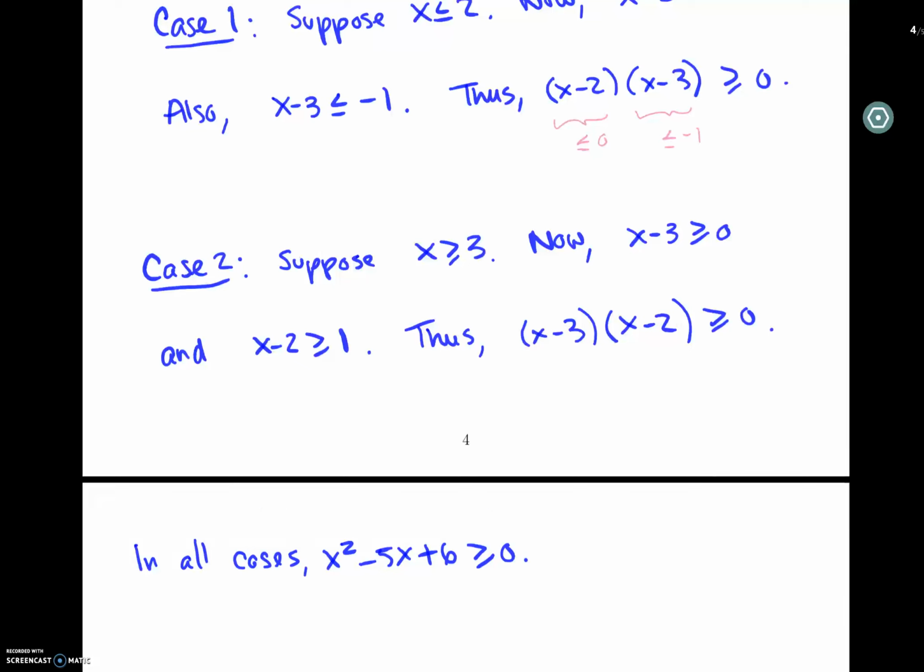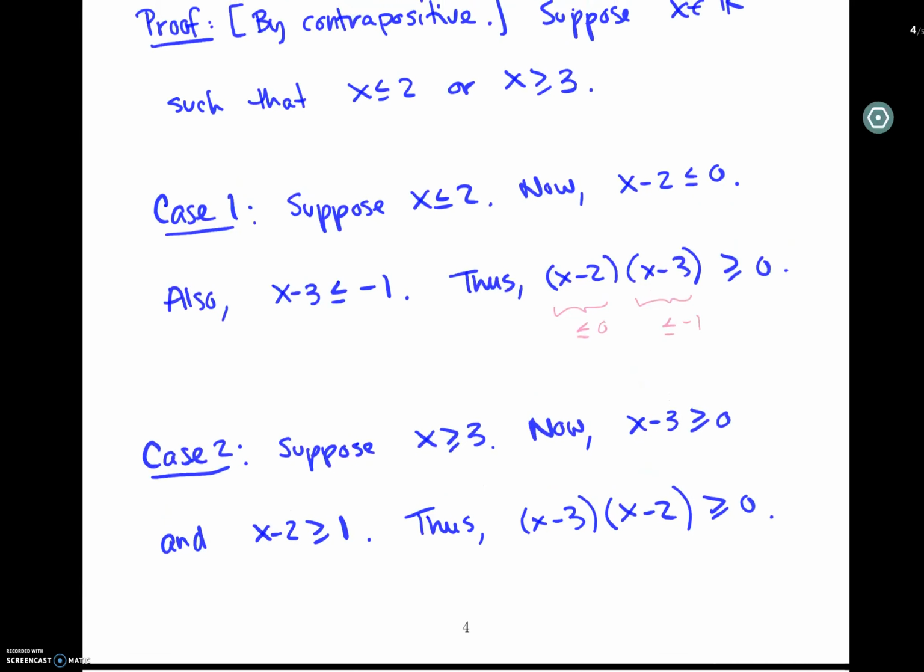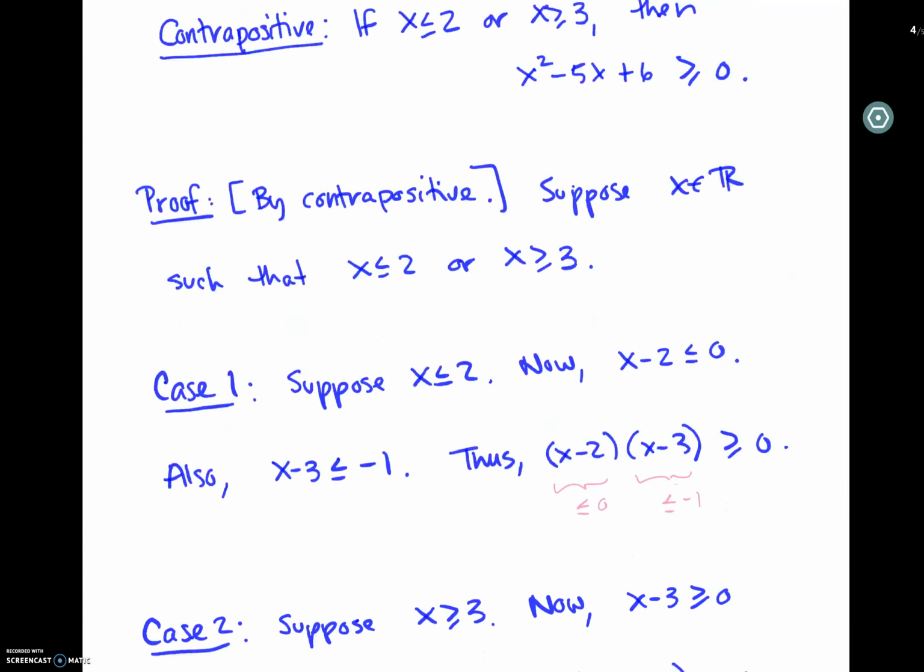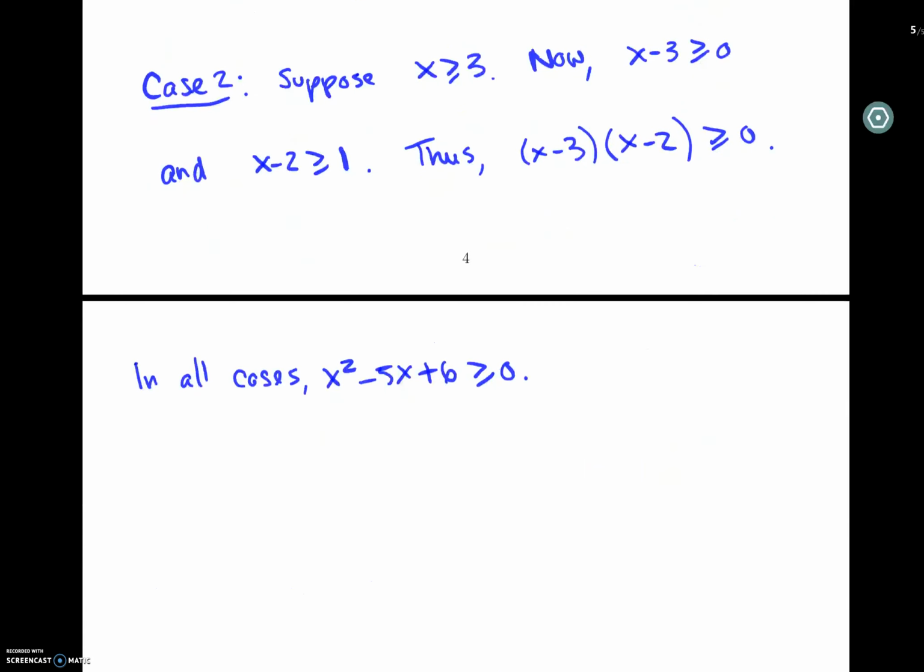Now, I didn't say this when I started the proof, but how did I know to start with x minus 2 or x minus 3? We had two things that we were given, but ultimately, remember, we were trying to show that x squared minus 5x plus 6 was greater than or equal to 0, whose two factors are x minus 2 and x minus 3. So now that we've completed the proof in both cases, we can put it down in our box and do our happy dance.